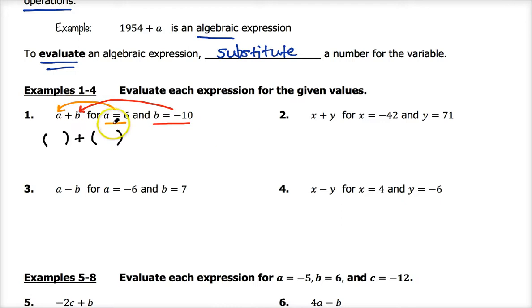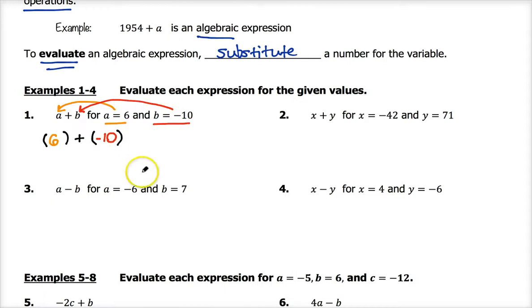A, I was told, was positive 6, so I'm putting a 6 in here where a was. And then b, I was told, was negative 10, so I'm putting a negative 10 in this set where b was. So now my problem is 6 plus negative 10. Well, now this is a regular integer problem. So now I can go ahead and do what I know with integers to figure this out.